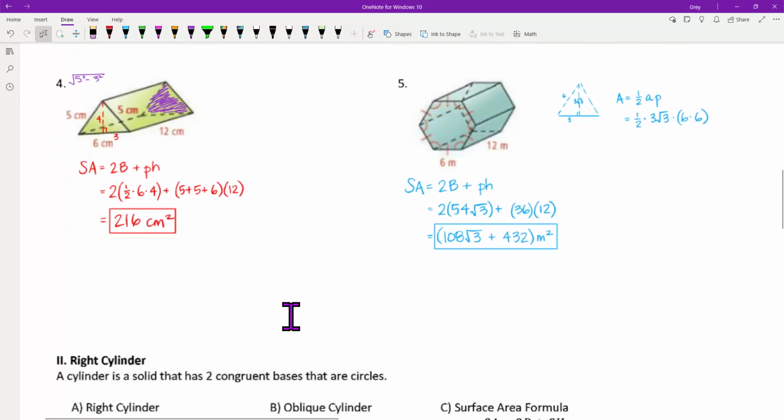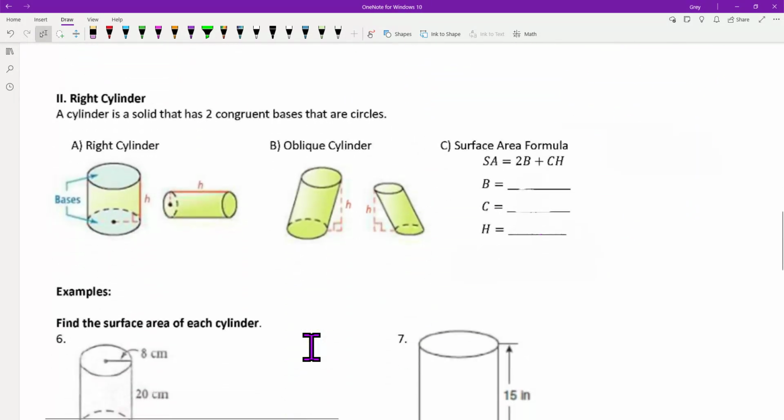That was right prisms. Now we're going to talk about a right cylinder. A right cylinder is basically a prism whose bases are always circles. That's what it is. So if you take this, they give a different surface area formula, but y'all, it's just like what we had. Surface area is 2 times the area of the base plus the perimeter times the height. Well, what's the perimeter? The perimeter of a circle is called circumference.